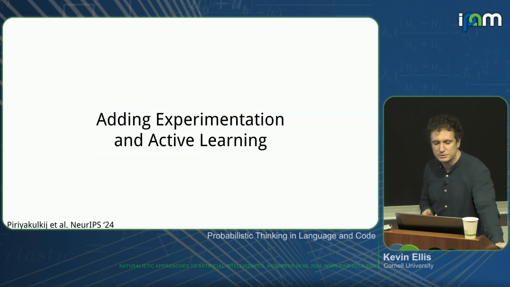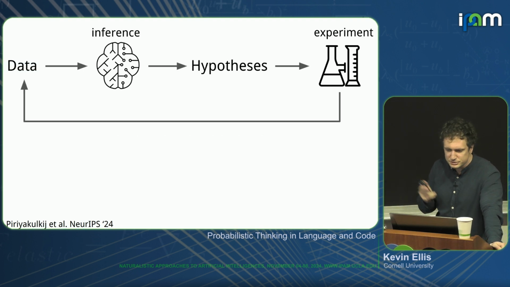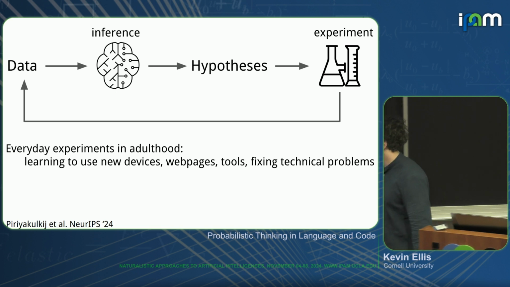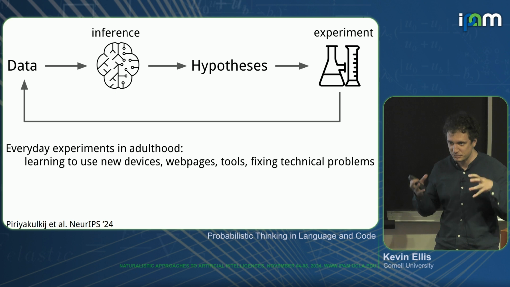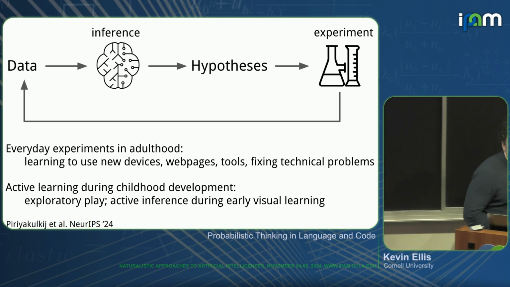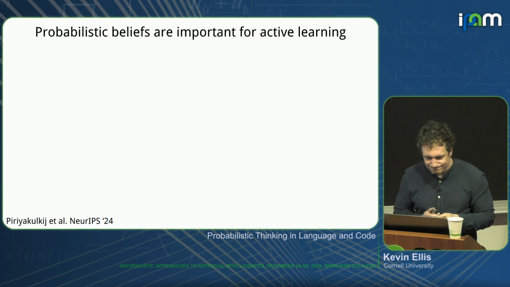So the next thing we did is we thought about how to add active learning. So instead of passively receiving data, you do experiments. And so this is our new pipeline. In everyday thinking, there are examples of this, like when we learn to use a new device, web page, or tools, when we debug our printer, these kinds of things. That's where we're experimenting with it, figuring out what's the problem. There are also analogs in development, like exploratory play, or when kids are learning how to see, they selectively attend to good sources of information.